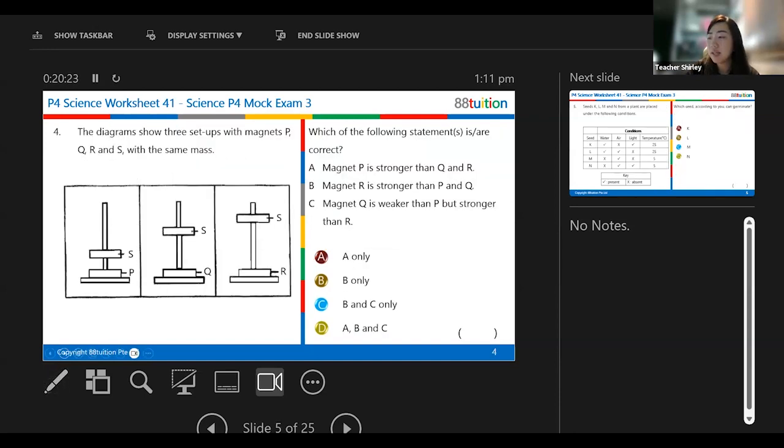Okay, next one. The diagrams show 3 setups with magnets P, Q, R, and S. Which of the following statements is or are correct?